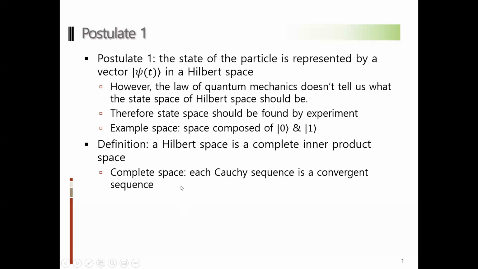What do I mean by a convergent sequence? For example, let's imagine the sequence composed of 1 over n, where n changes from 1 up to infinity. Then we know that this value will gradually approach 0. In other words, the limit value of 1 over n is 0.